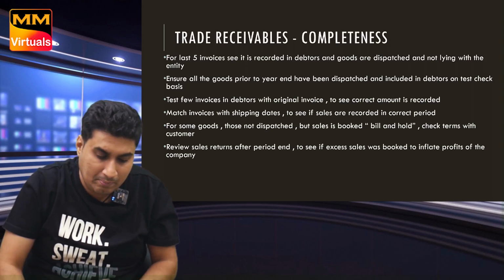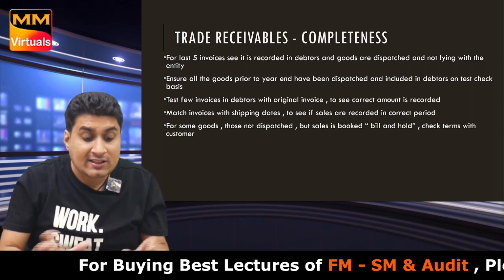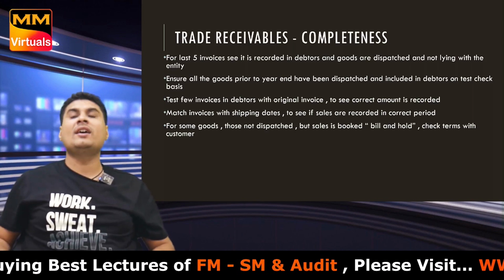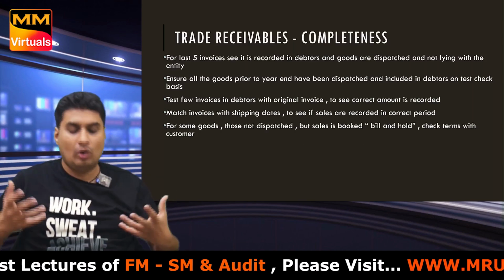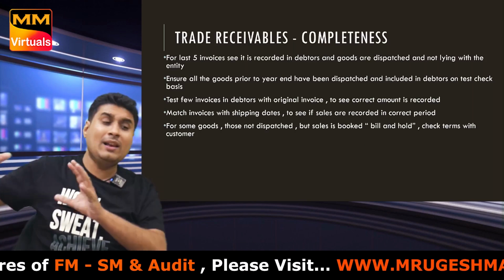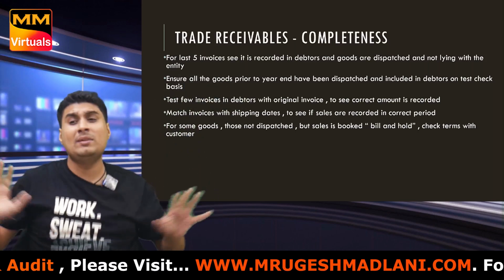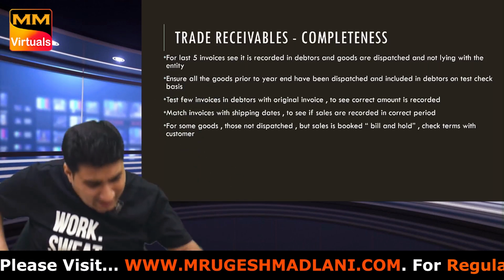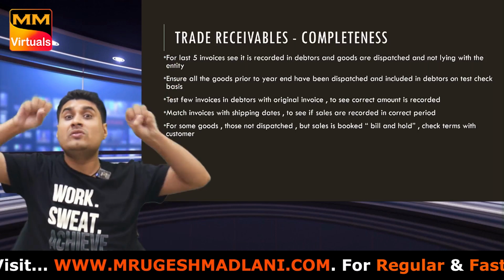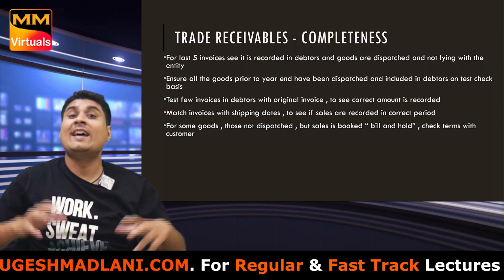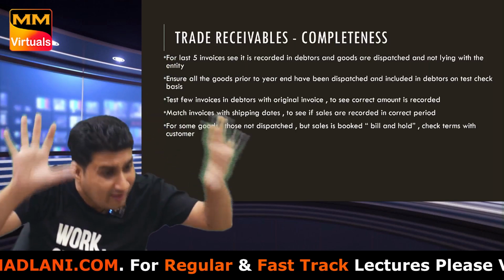Third, trace a few invoices in debtor with the original amount to see the correct amount is recorded. Match invoice with shipping date. For some goods that are not dispatched, it says bill on hold. Bill on hold means what? Bill and hold: bill but keep the goods with you. Check terms with customer. Many times they will say no problem, bill us, we don't want the goods right now. So check terms with the customer, why they have said that. Maybe their godown is full or rates are going to increase, then you can recognize the same.